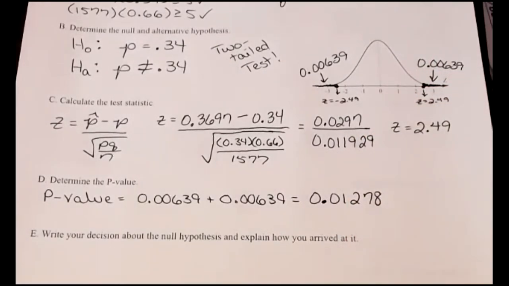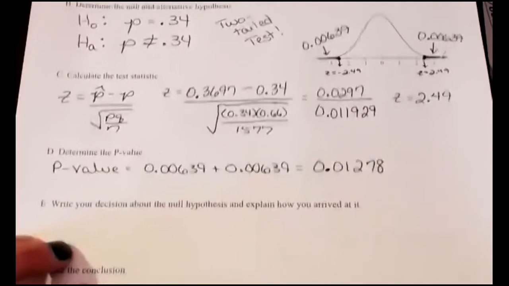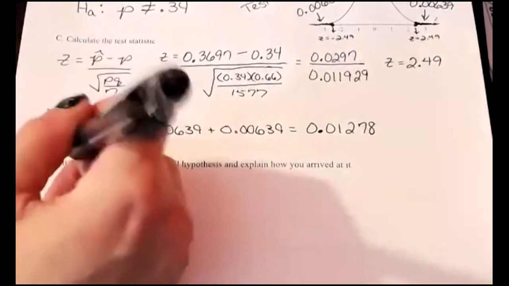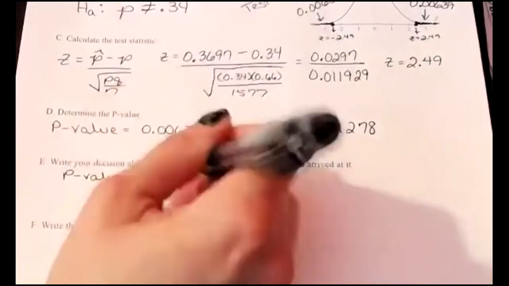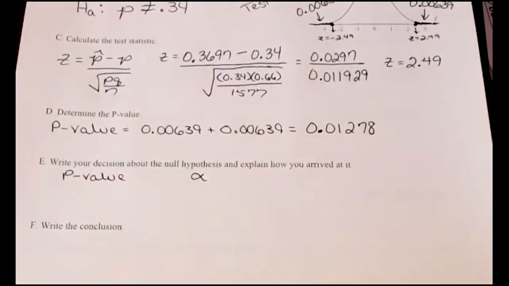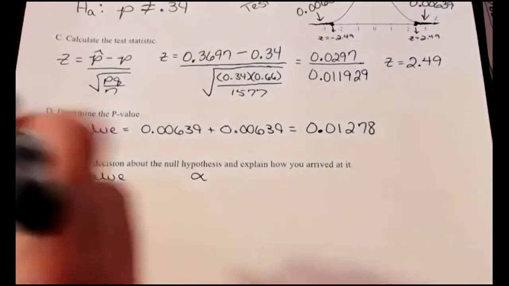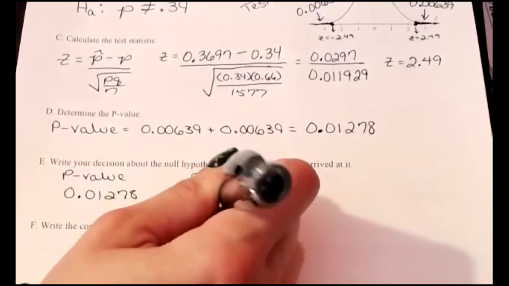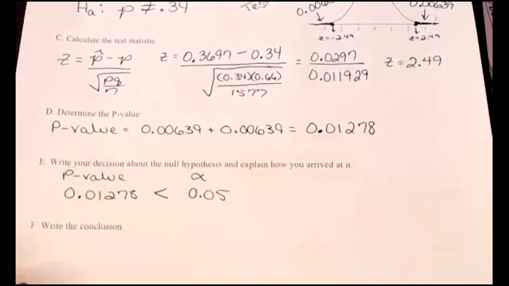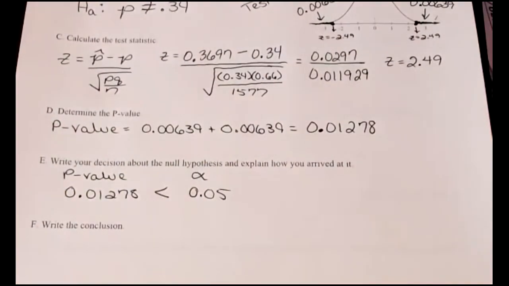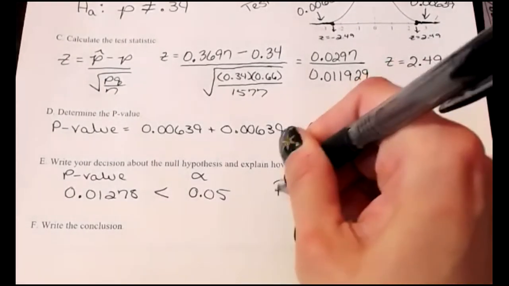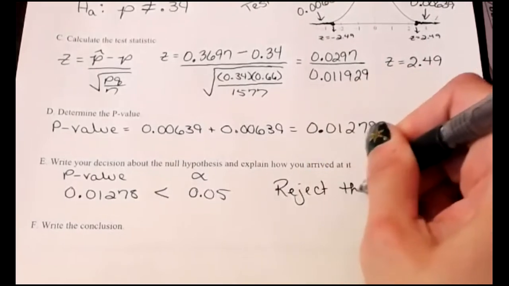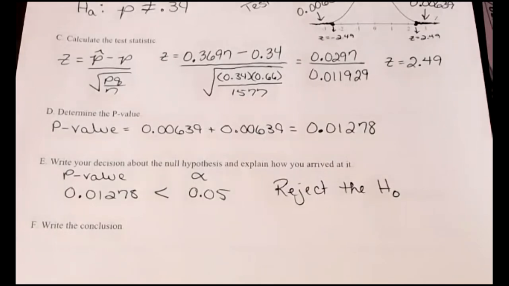We are going to compare the p-value with alpha again, as always. So p-value, alpha. I always like writing the labels above the numbers, so that when I look back in my notes, I know exactly what I was doing and where I was going. We'll write out our p-value and the alpha. And notice the p-value is actually smaller than my alpha. So my decision again is going to be reject the null hypothesis.